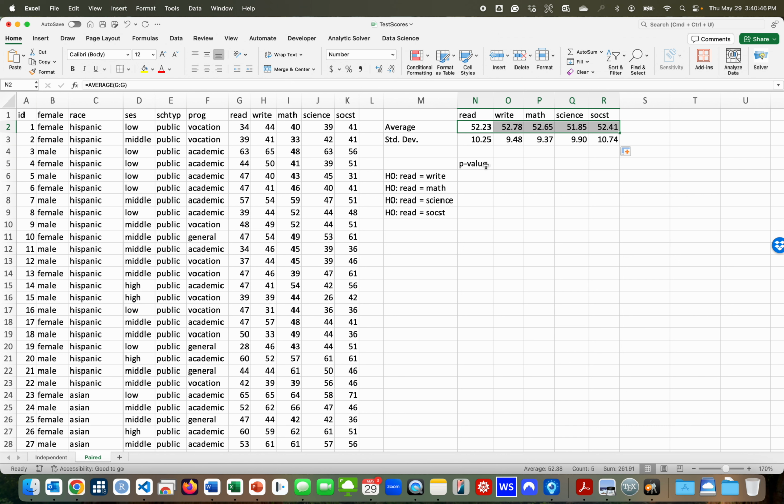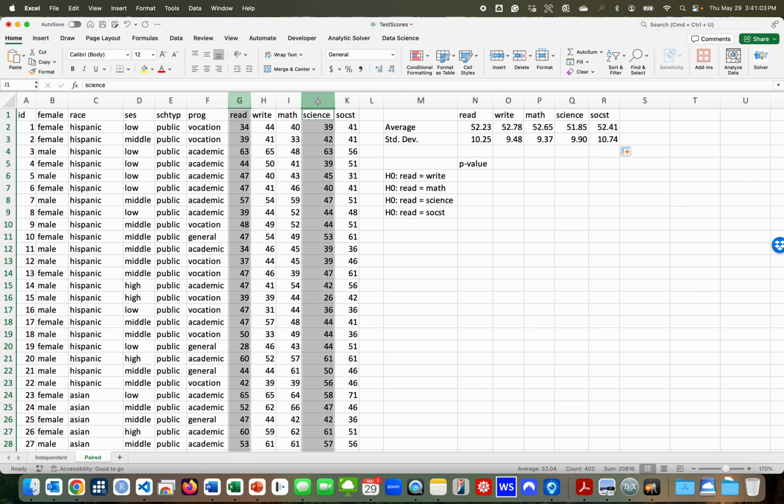So when we do this, we actually have to do separate t-tests. If we want to test reading versus writing, reading versus math, reading versus science, reading versus social studies, we have to do a test for these two, a test for these two, a test for these two, and a test for these two. So you can see how the problem gets fairly large when you have multiple categories, because we have 5 plus 4 plus 3 plus 2 plus 1 tests that we can actually conduct here.